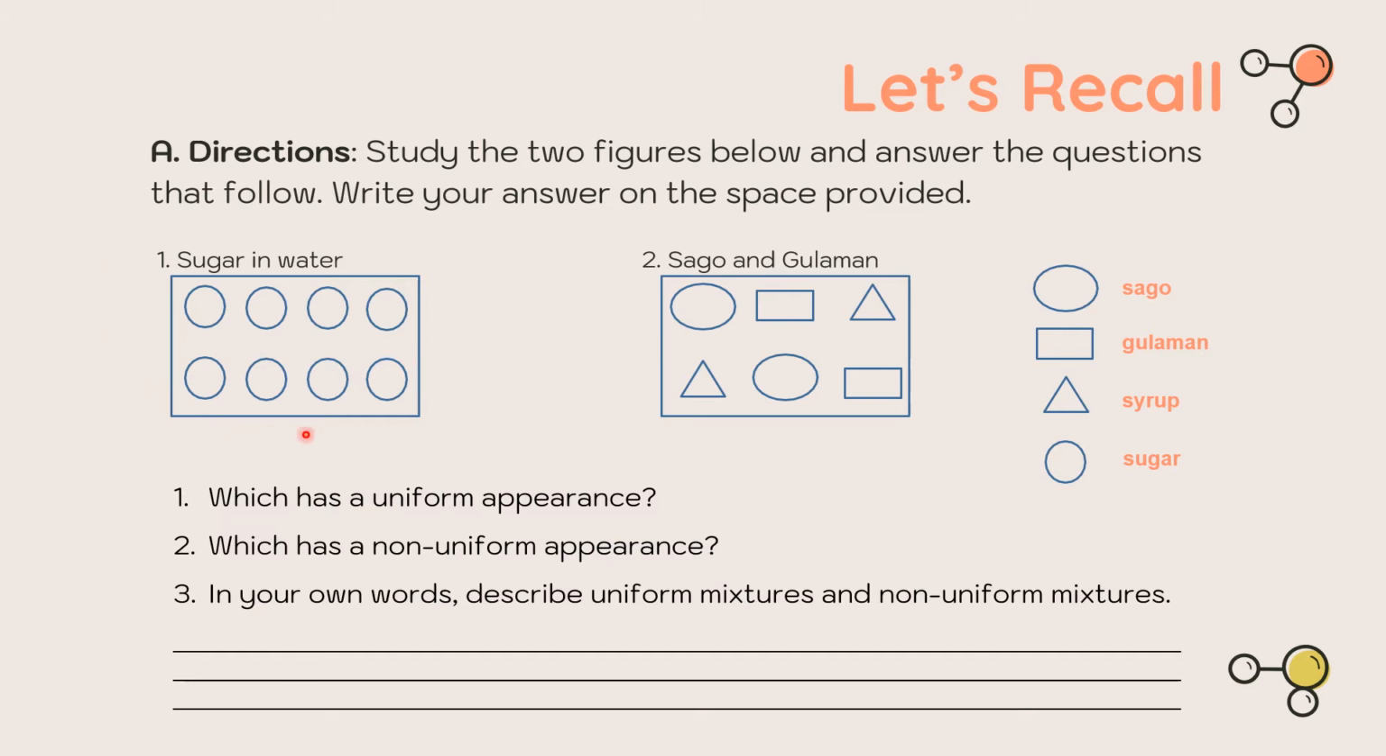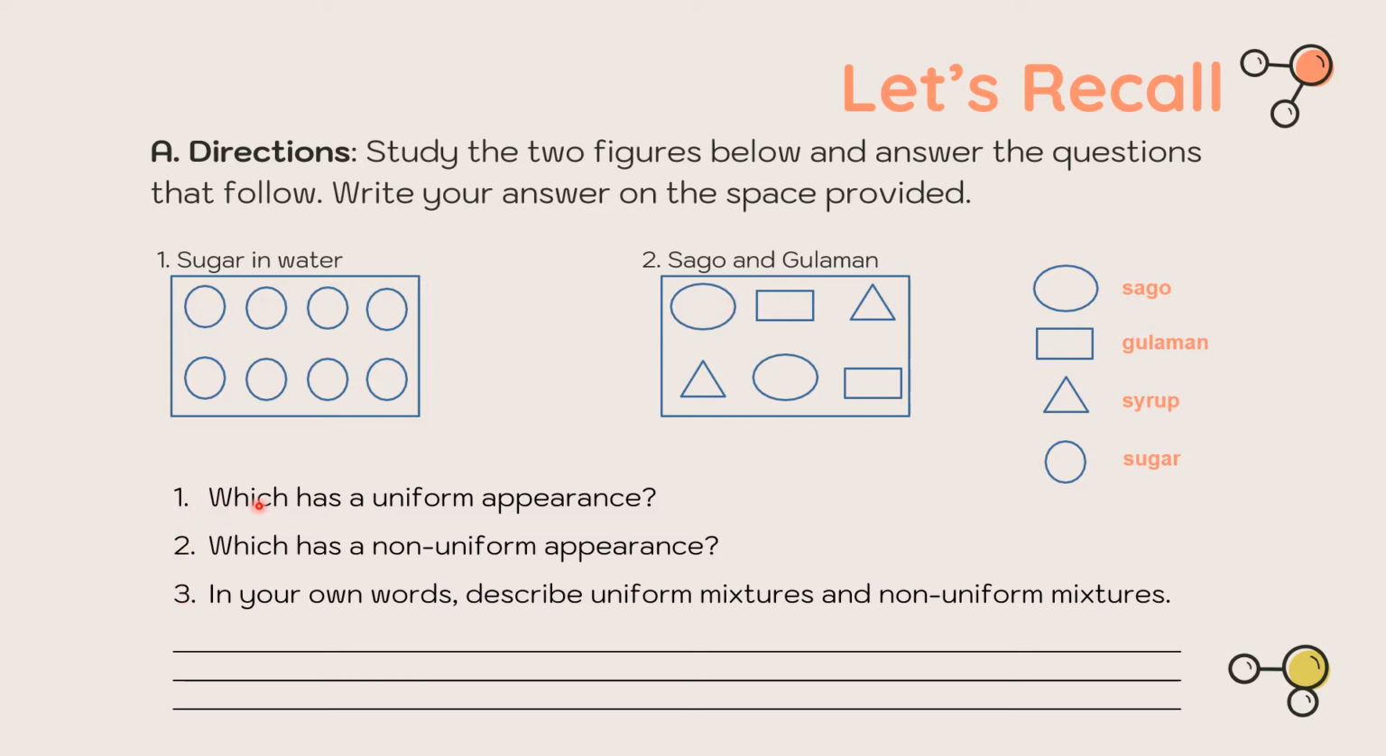In our figure 1, we have sugar in water. The circles represent the sugar. So here is the sugar in water. And in our figure 2, we have sago and gulaman. The oval represents sago, rectangles represent gulaman, triangles represent the syrup, and circles represent sugar. So we have here three questions.